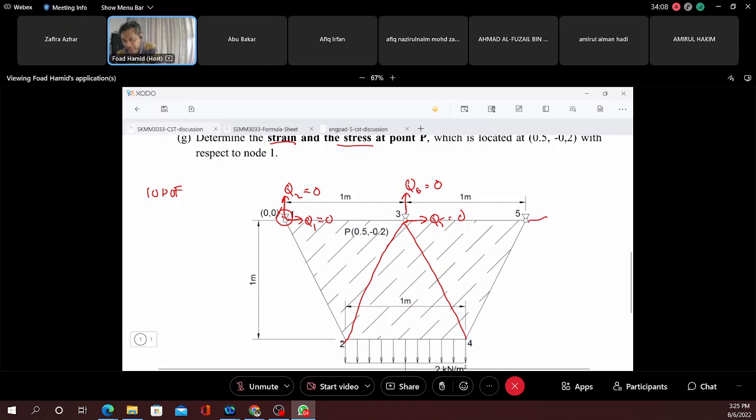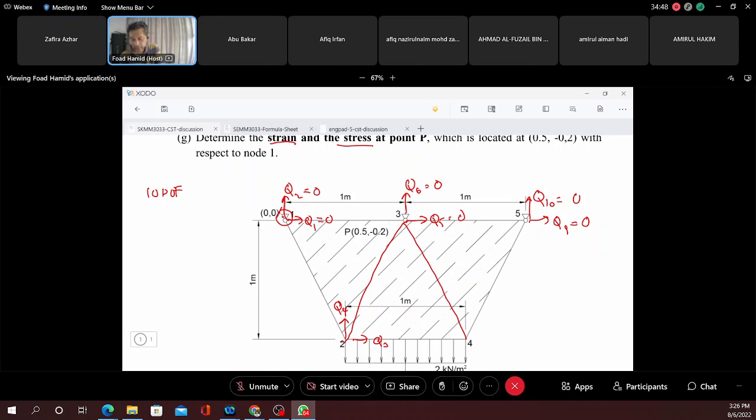Now, how about this one? Q9 and Q10. Same also. Okay. Now, how about Q3 and Q4? Is there any boundary condition there? Is it fixed? No, doctor. So, Q3 and Q4, basically at node number 2, it can move horizontally in the X direction or in the Y direction, horizontally or vertically. So, Q3 and Q4 are our unknown DOF.